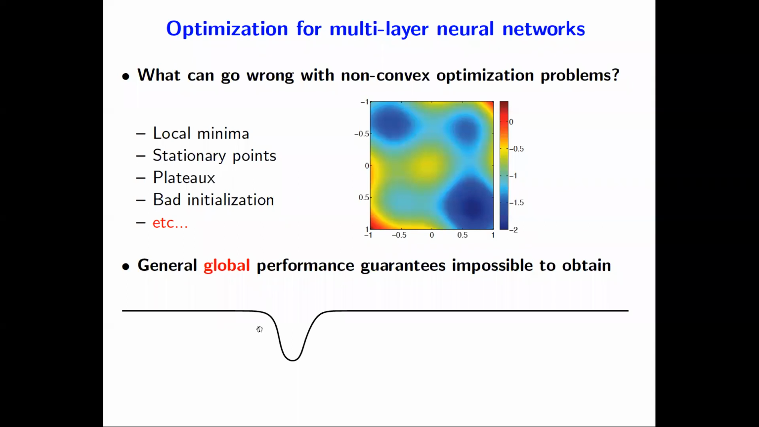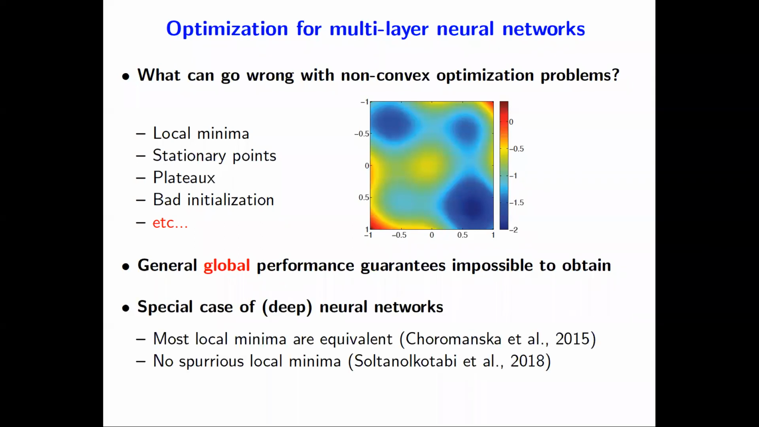Typically the hope is to optimize something nicer, and this is what people considered, looking at the special case of neural networks. So 2 lines of work have been considered. The first one, by Czarnecka and colleagues, exhibits a class of functions for which essentially all local minima are equivalent in terms of energy.